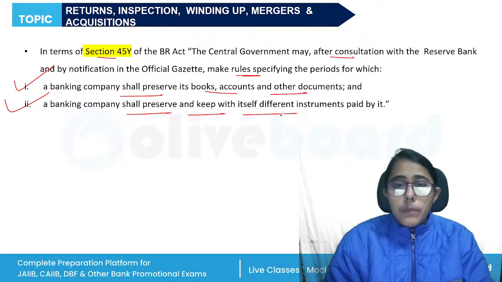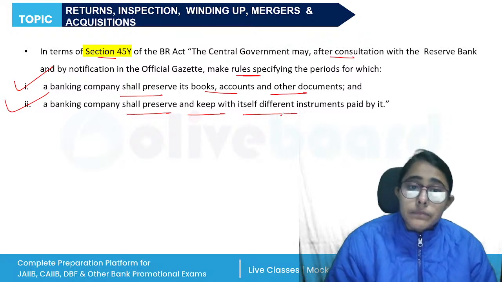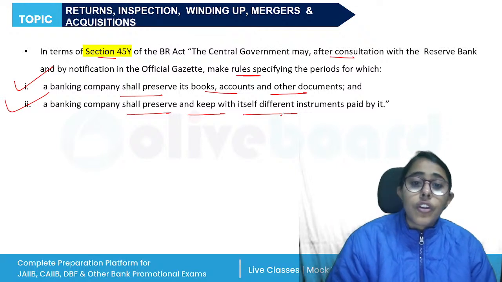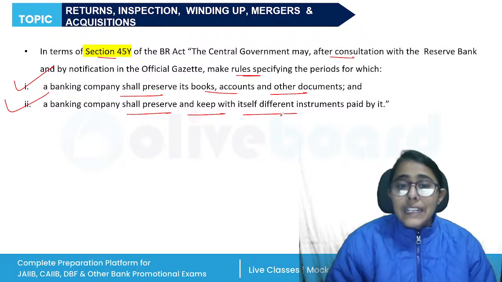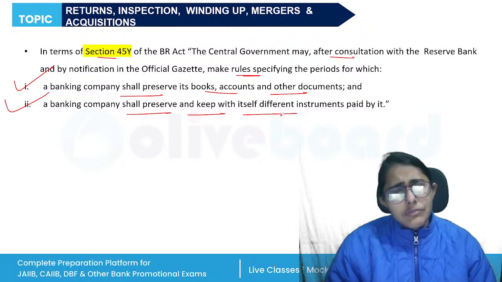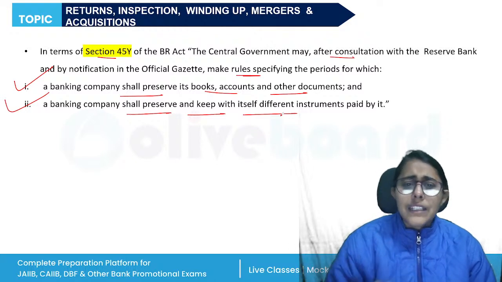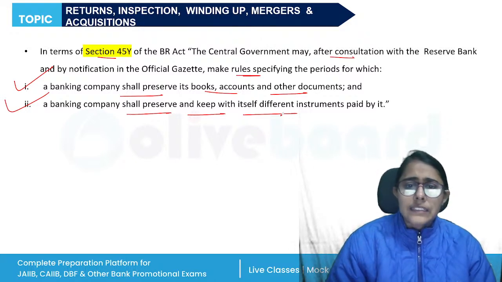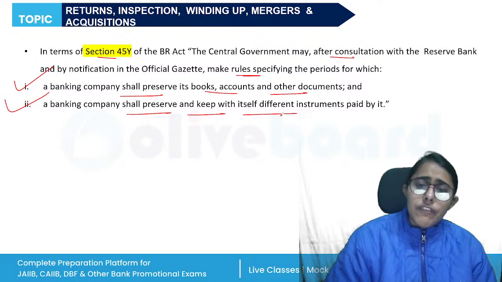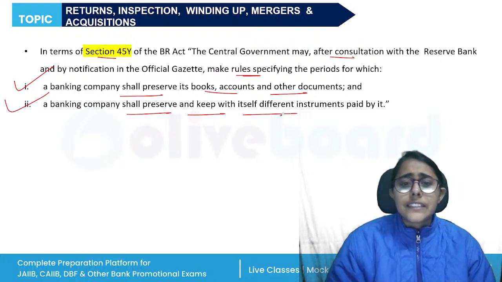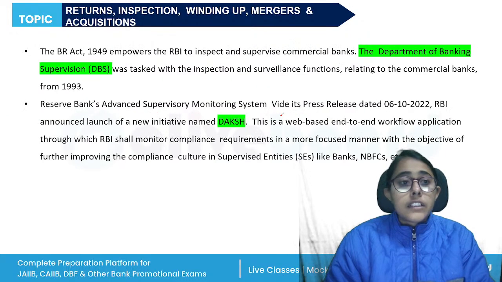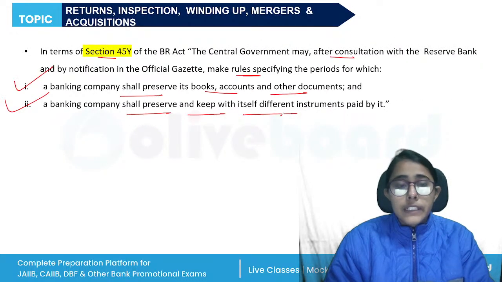Then if we talk about the information that will be preserved, like all cash transactions of a value more than rupees 10 lakhs, or less than 10 lakhs but which in a particular month accumulates to rupees 10 lakhs, non-profit organization value of rupees 10 lakhs. We'll see this in detail when we study the particular chapter.